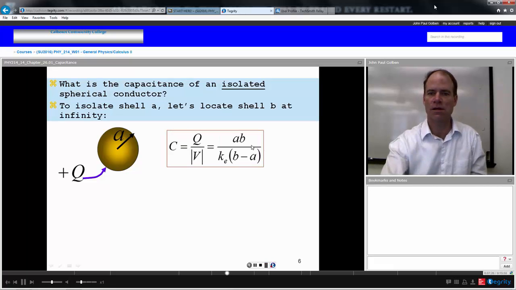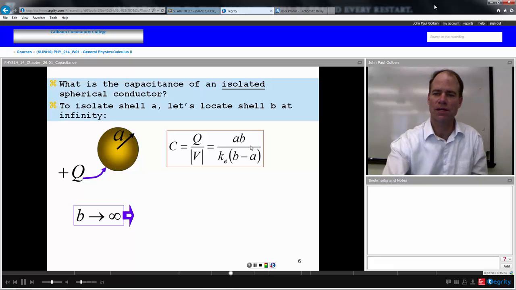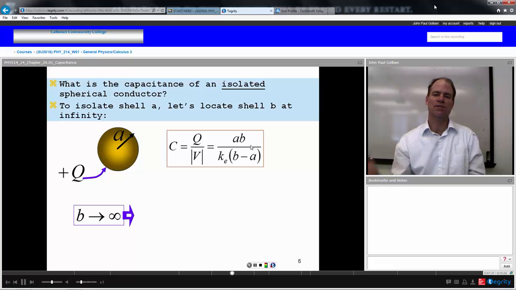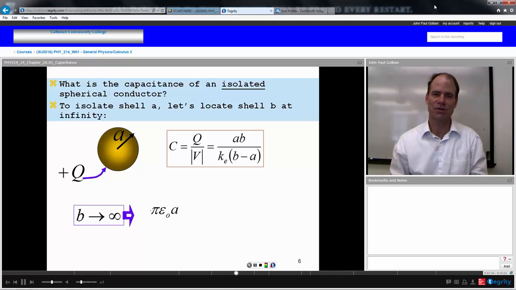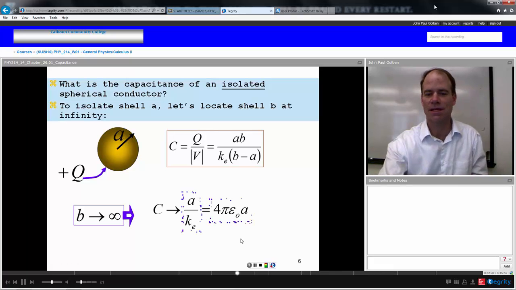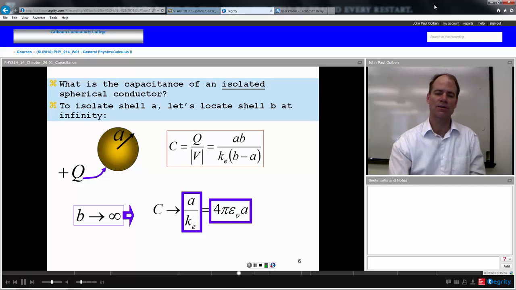Let's take our result from the nested spheres, and we're going to make B approach infinity. Now when B approaches infinity in this fraction, we're going to have A times infinity over K times infinity. And believe it or not, infinity divided by infinity is actually 1. So we're going to have that the capacitance will approach the value of radius A divided by K. How about that? The capacitance of an isolated sphere of radius A is the radius divided by our famous K constant, 9 times 10 to the 9.